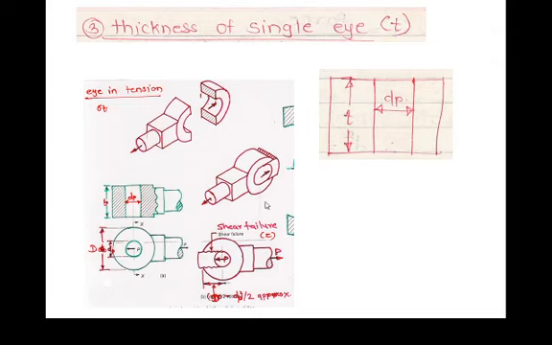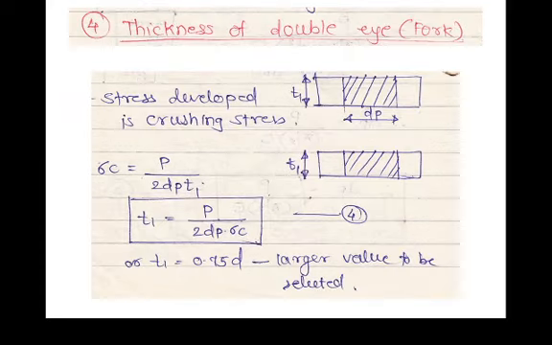Therefore, capital D minus small dp into T is the projected area of one eye, a single eye, a double eye end. Therefore, there are two eye ends. Therefore, 2 into D minus dp into T1 is the crushing area for the double eye, that is 2 into dp into T1. Therefore, T1 will be evaluated as P divided by 2 into dp into sigma C. This T1 is also calculated as 0.75 times D. The larger value has to be selected.